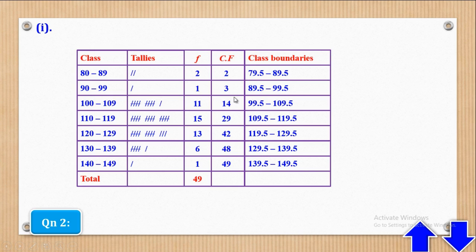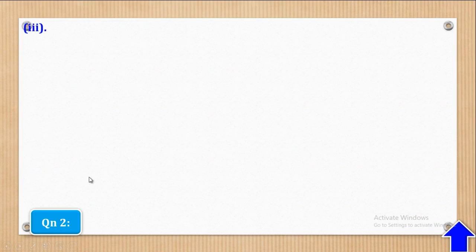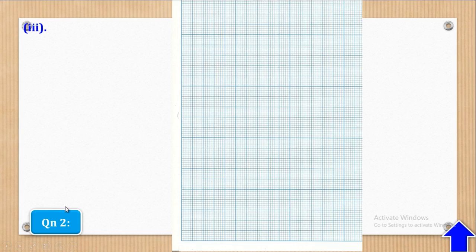So we have finished Roman 1 and Roman 2. Now let's go to Roman 3. For Roman 3, for you to draw an Ogive, you need a graph paper. So we shall come and get our graph paper. Then next we have to draw the axes and label them.